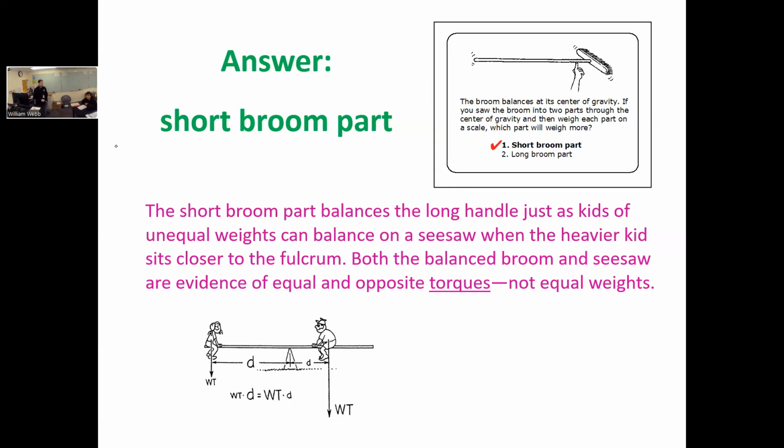Wait, is that the center of mass though? It says center of gravity. Okay. Yeah, the broom balances at its center of gravity, so they're talking about the weight distribution. But because it's on a pivot point, you have to think about the torque that weight contributes. So I think the center of gravity can be different than the center of mass depending on the angle.